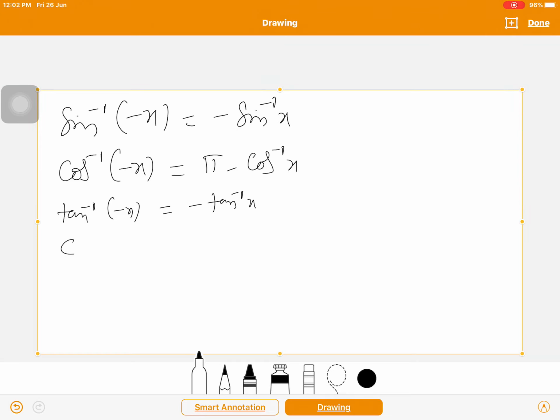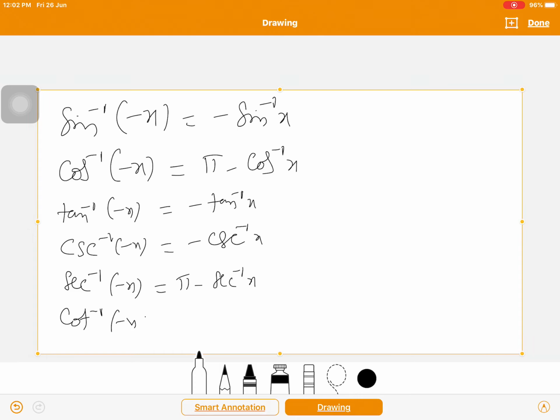Now cosec inverse of minus x is minus cosec inverse of x. Sec inverse of minus x is pi minus sec inverse of x. Yesterday we discussed this formula already. Cot inverse of minus x is nothing but pi minus cot inverse of x. These formulas we discussed. The principal value branches and the negative angles of inverse trigonometric functions, just remember.